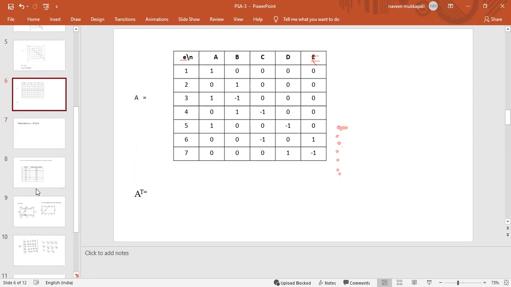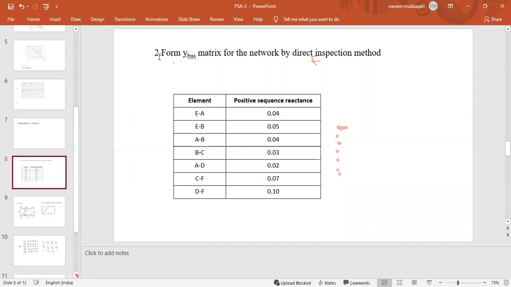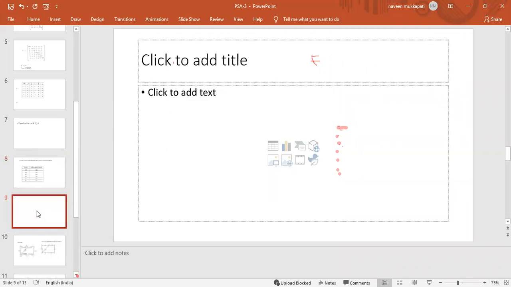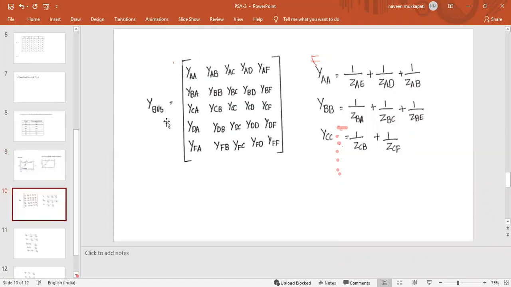Another problem is forming the Y bus matrix by the direct inspection method. This is the same table as given. This is the Y bus form. Direct inspection method means we find YAA, YAB, YAC, YAD, YAF. E is the reference node, that's why we are not representing the E element. Then we find YAA, YBB, YCC.